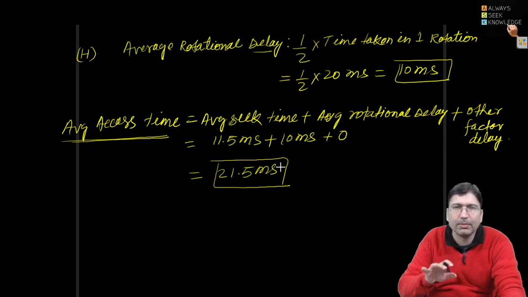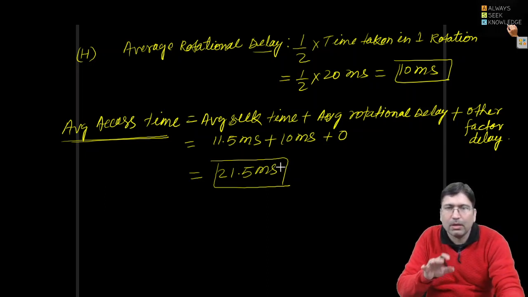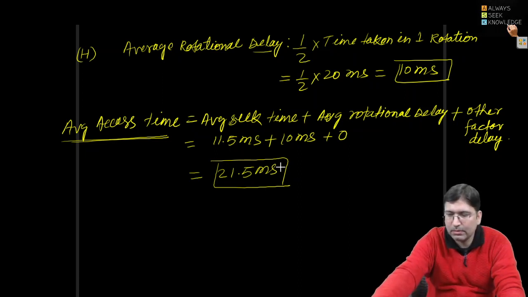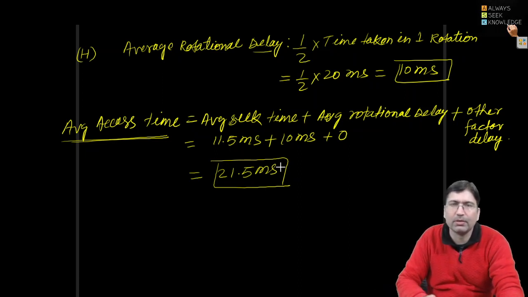So with this example, I hope you are clear about how we can calculate the average access time, and there are different associated times with the disk like rotational latency, seek time, and a number of other things.